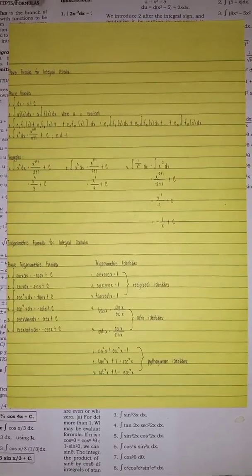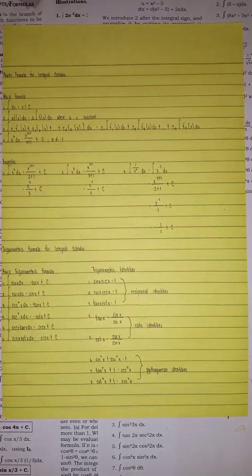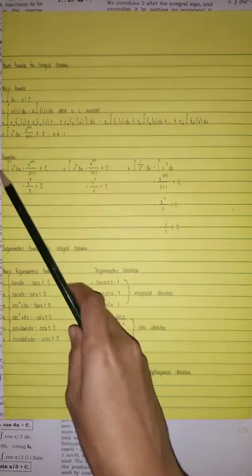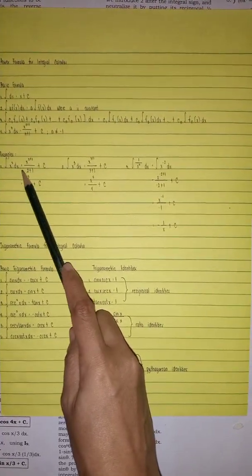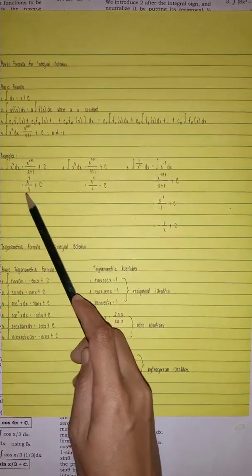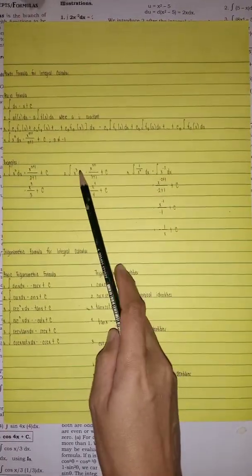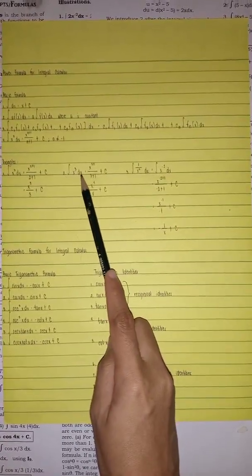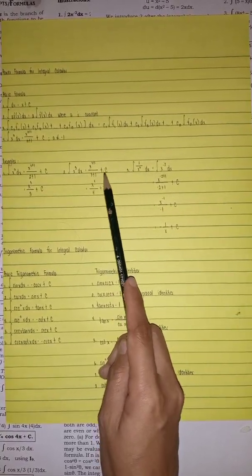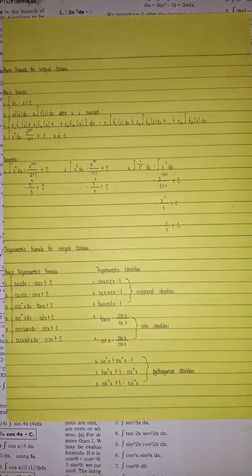Now we will solve some examples to illustrate the power formula for integral calculus. For the first example, find the integral of x squared dx. Our n here is 2, so x to the power of 2 plus 1 over 2 plus 1 plus c is equal to x cubed over 3 plus c. Next, we have the integral of x cubed dx is equal to x to the third power plus 1 over 3 plus 1 plus c is equal to x to the fourth power over 4 plus c.